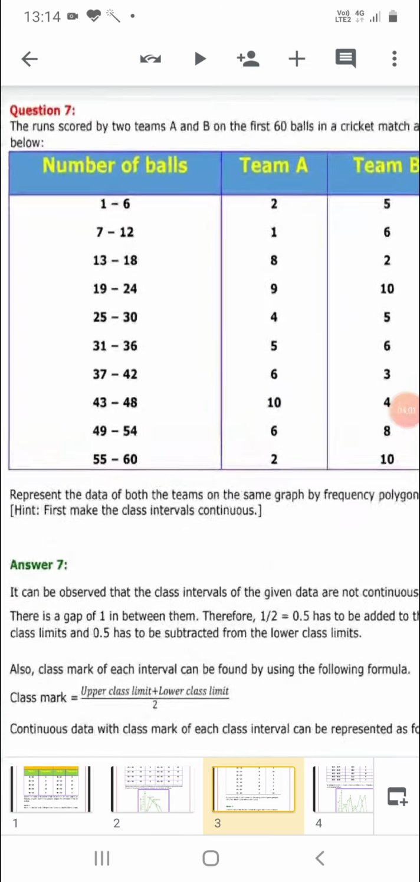Dear students, now question number 7. I told you to try these questions. The runs scored by two teams A and B. Again, data is given to you about two teams, right? So represent the data of both the teams on the same graph by frequency polygons. Again the same thing is there. Find out the class marks.